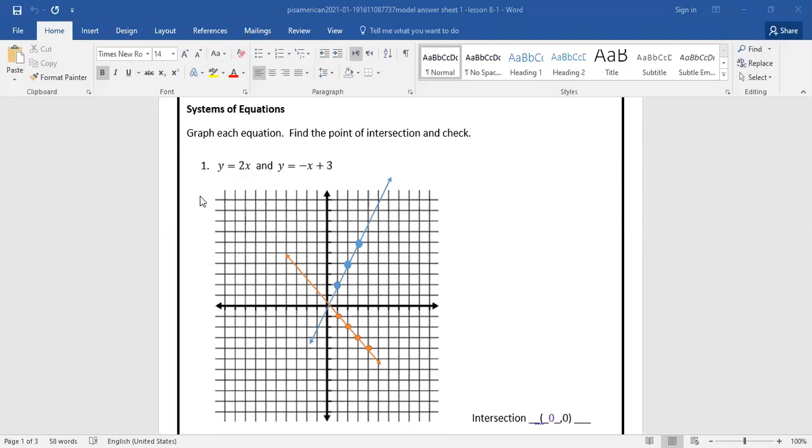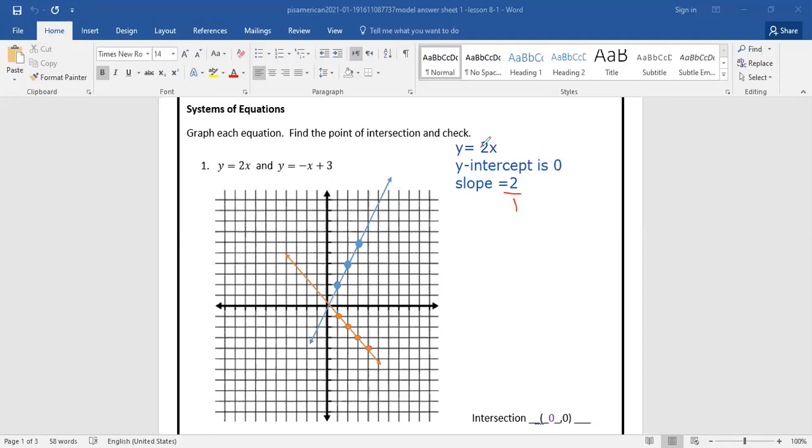Once you want to represent this one graphically, where is the y-intercept in this equation? Where is the y-intercept for the first equation? 0. Yes. So we have y equal 2x, right? Then the y-intercept is 0. And the slope in this question is 2. And we can say 2 means 2 over 1.